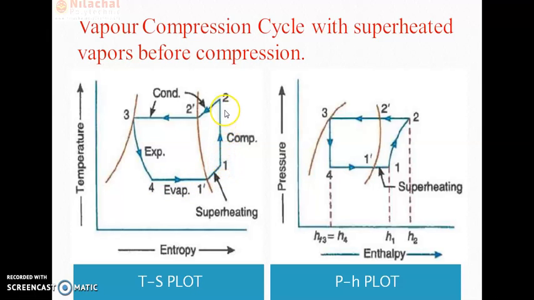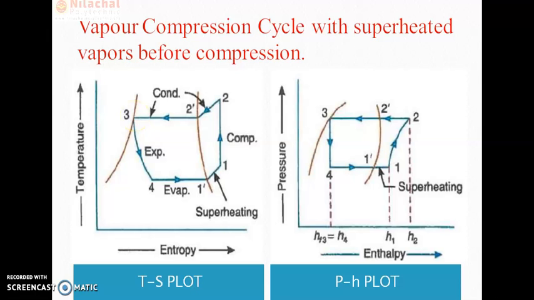Then the compressor does the isentropic compression process, like previously S1 is equal to S2. Then the condenser also works in two stages. At constant pressure it will condense, that is 2 to 2 dash. After that at constant temperature it will be condensed so that the vapor converts to liquid. So we observe that at state point 3 it is saturated liquid.